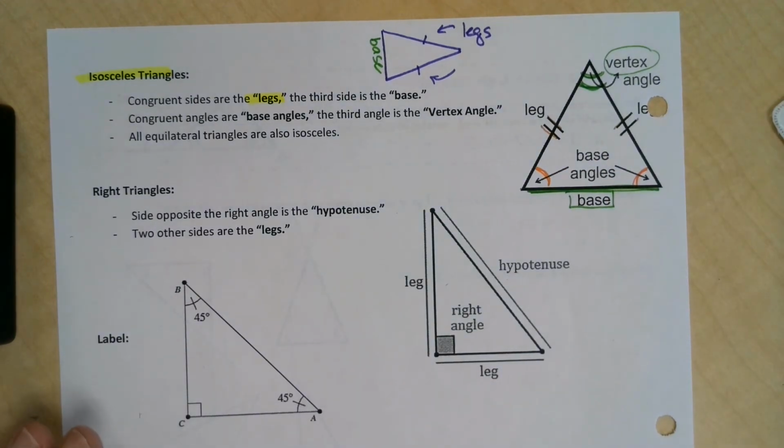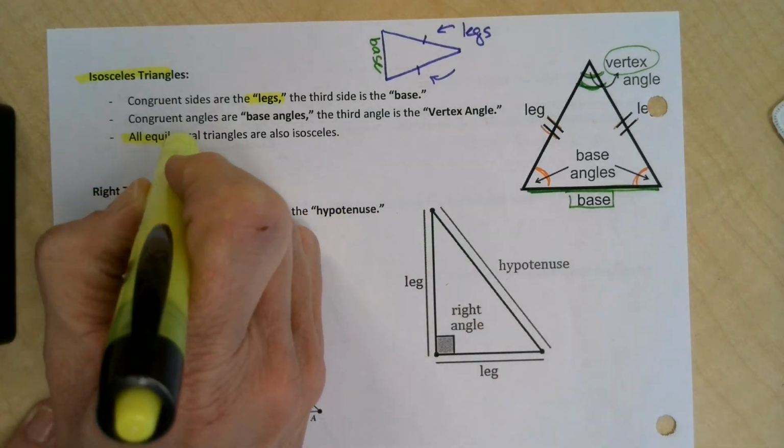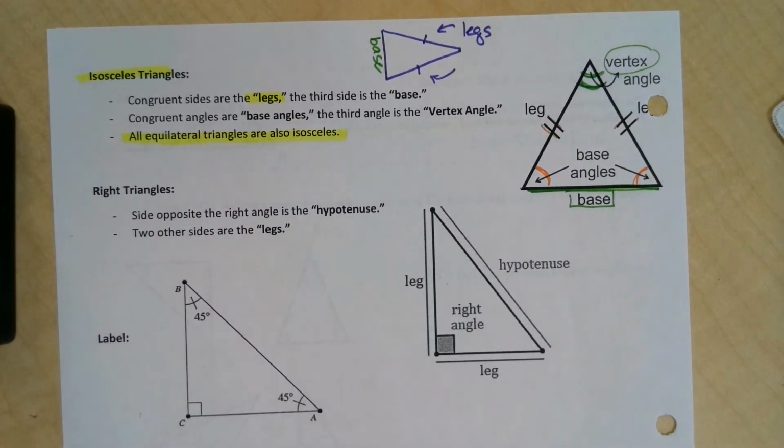And here's the thing: all equilateral triangles are also isosceles. The crazy thing about an equilateral triangle is you can spin it any way and talk about legs and base. There's no one base.